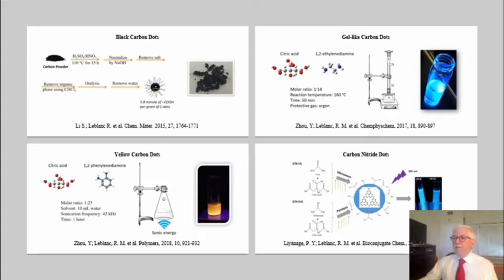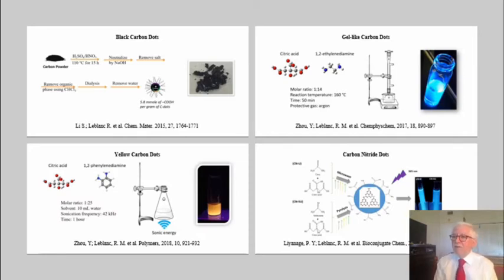A second type is the gel-like carbon dots. Again, the first one was related to top-down, and the second one is linked to the bottom-up approach. Using citric acid and ethylenediamine, and heating the mixture at 100 degrees centigrade for 50 minutes, we use argon to make sure that there is no oxidation of the compounds.